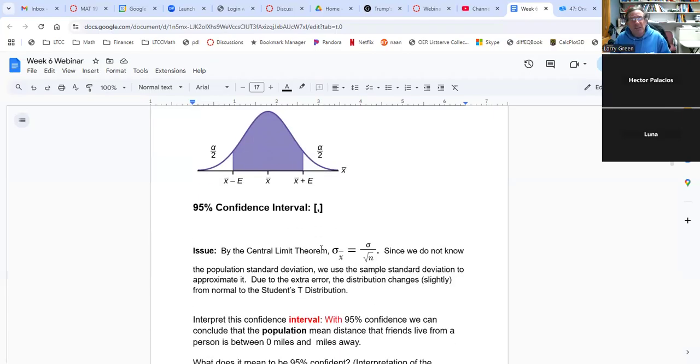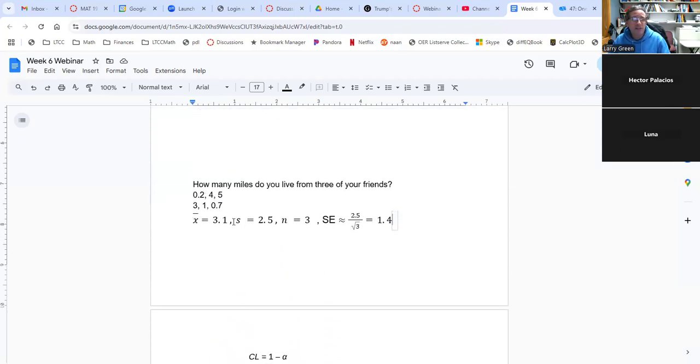Here's a big note, and this is important. The central limit theorem does say that sigma sub x bar equals sigma over root n. But do we know sigma? We don't. We know S, the sample standard deviation. We do not know the population standard deviation. We just really don't, and there's no way you'll ever know. When you have a very large population, you can't know everybody. So we're going to have to use S instead of sigma.